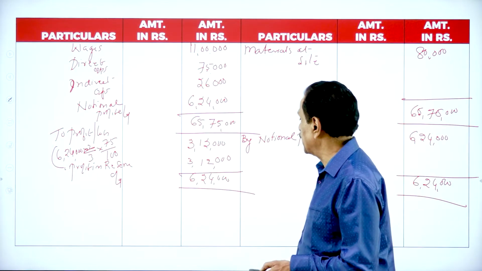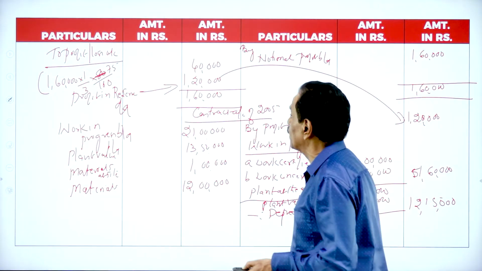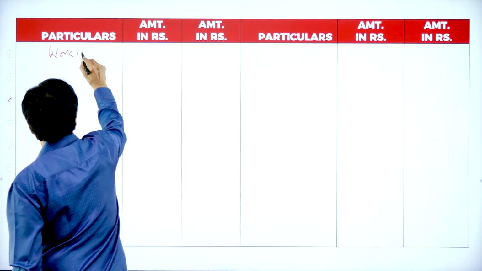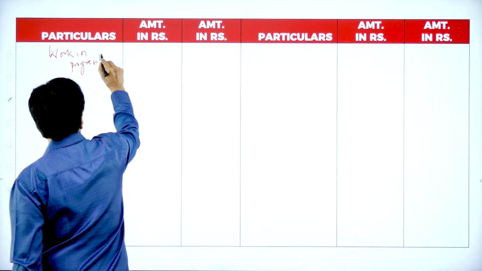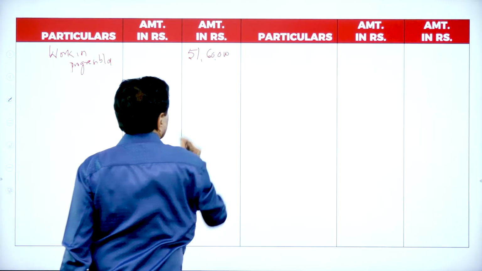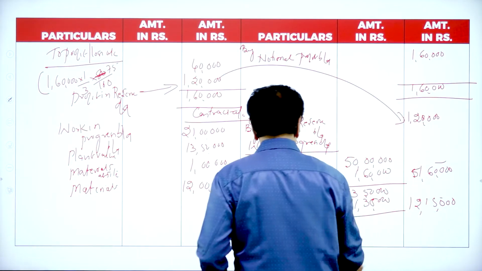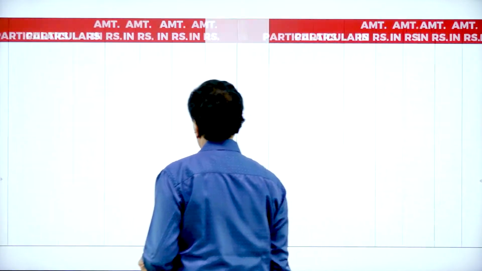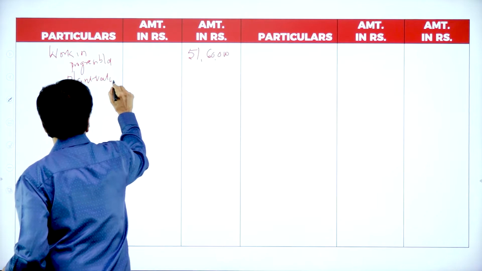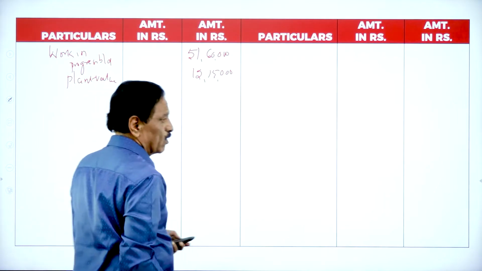Here, how much profit in reserve? 3 lakh 12,000. What's your work in progress? 51 lakh 60,000. To work in progress brought down 51 lakh 60,000. This is from the last year. See the last year, what's your closing? 51 lakh 60,000. What's your plant value? 12 lakh 15,000. Plant value 12 lakh 15,000. This goes to last year.